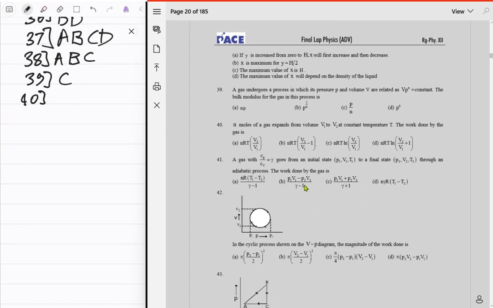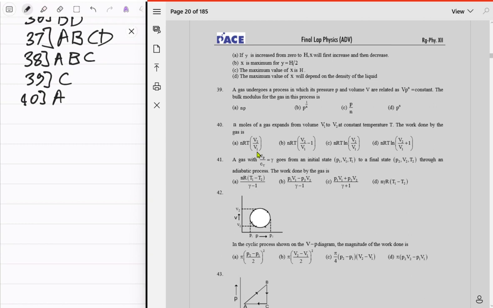N moles of a gas expand from volume V1 to V2 at constant temperature T. The work done by the gas is. Seriously, that's all you are seeing. Ah, that was pretty easy. NRT natural log of V2 upon V1, that is the work done, right? It is isothermal, so delta U equals 0. So it expands, so work done by the gas is positive, NRT natural log of V2 upon V1, so A is the answer. That was not hard.